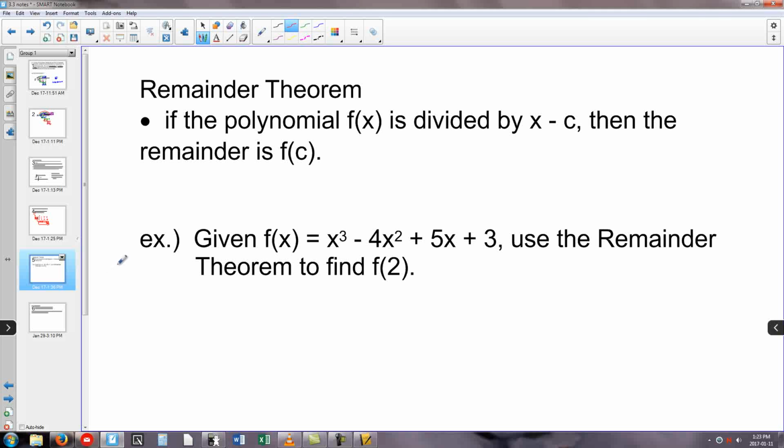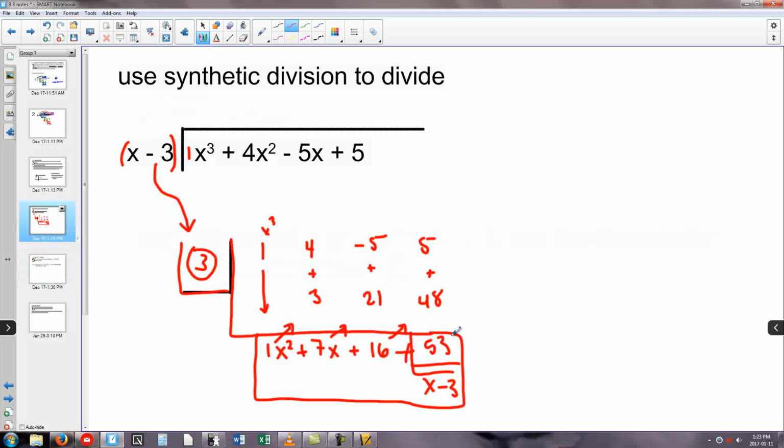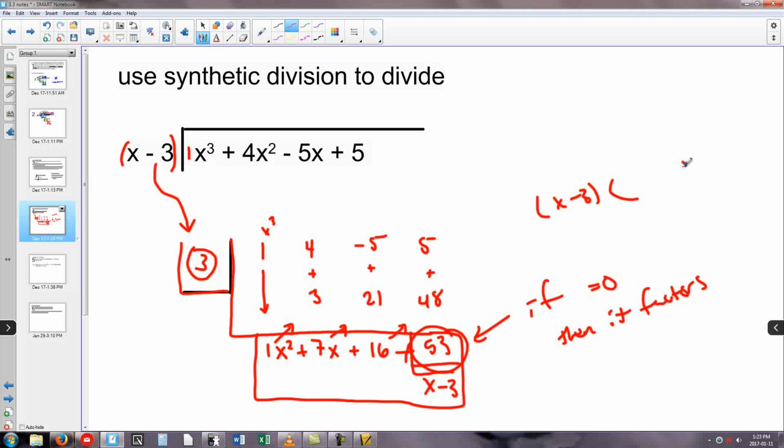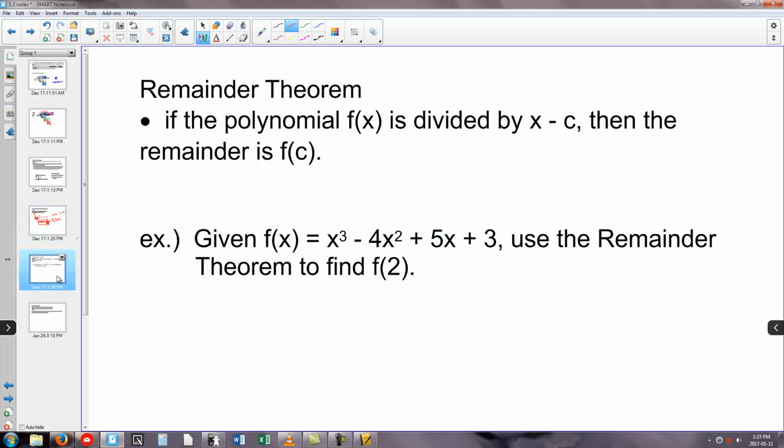One of the things that we learn about the remainder theorem is that if this value down here is 0, okay, if it equals 0, then it factors. Then that's a factor, okay? Meaning that we could write x minus 3 times something, and we would get the original. Now this one did not equal 0, so it doesn't actually divide evenly. That's what we mean when we say it factors, is that it would divide evenly.